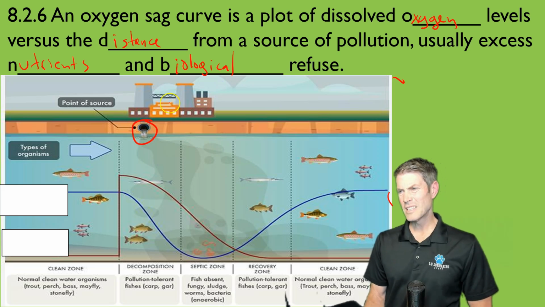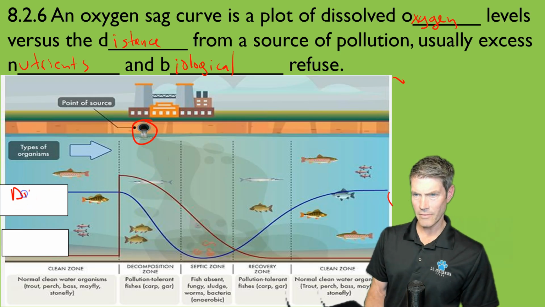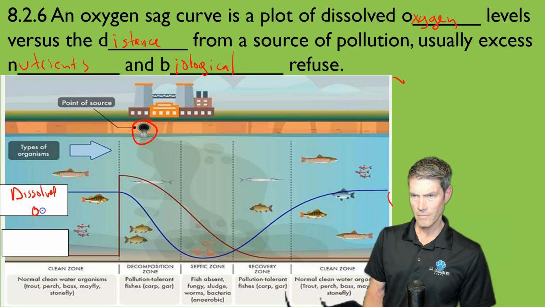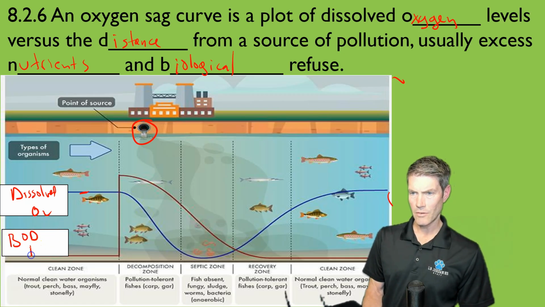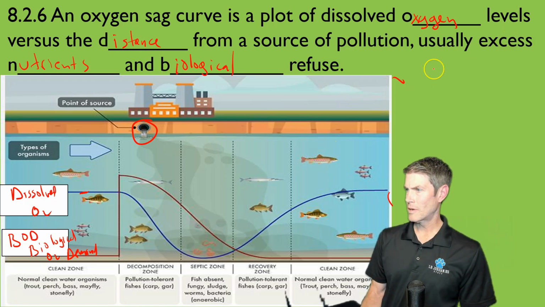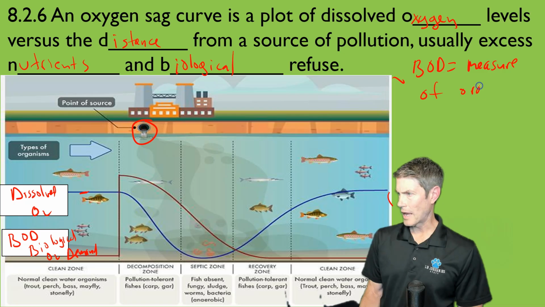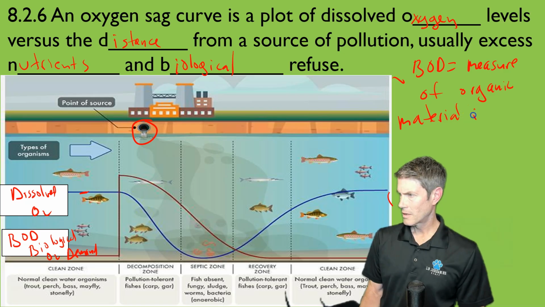So here we have a pipe. This might be a sewage pipe, it looks like. And see, normally you have, these are your dissolved oxygen levels right up here, and down here something called BOD, and that stands for biological oxygen demand. And let me write that over here, BOD. What that is, is a measure of organic material in the water.